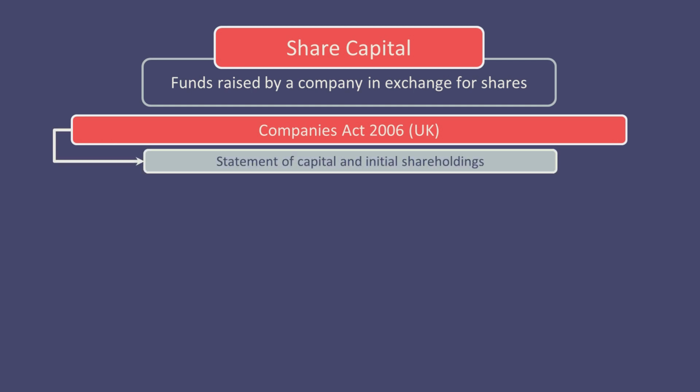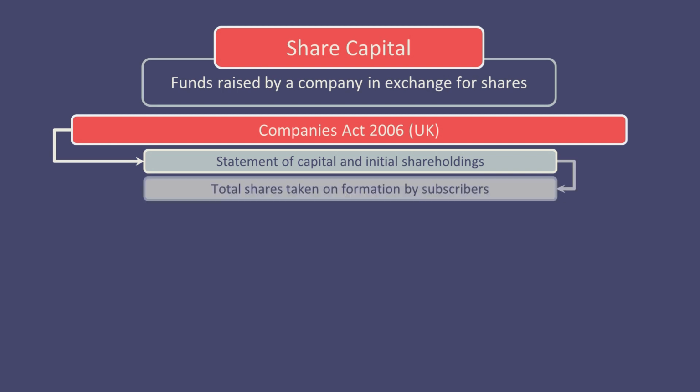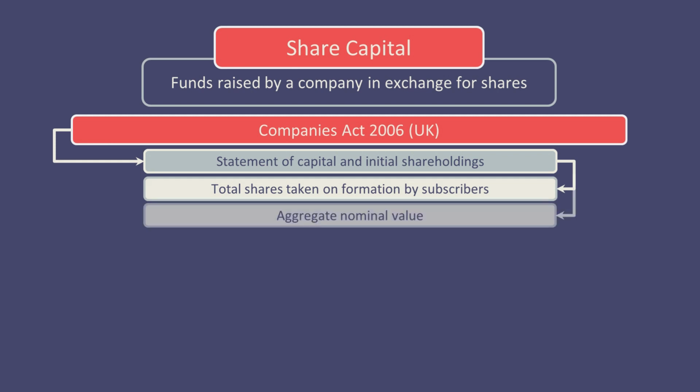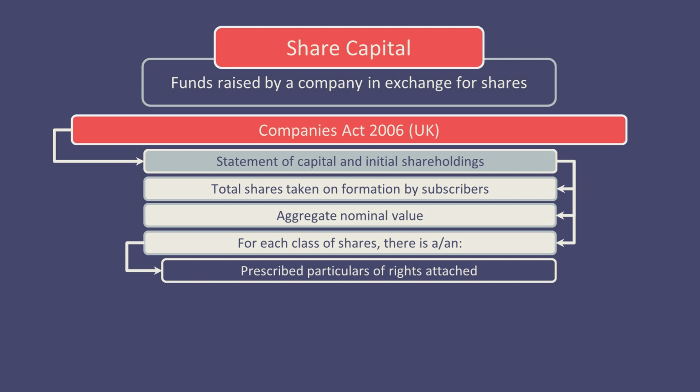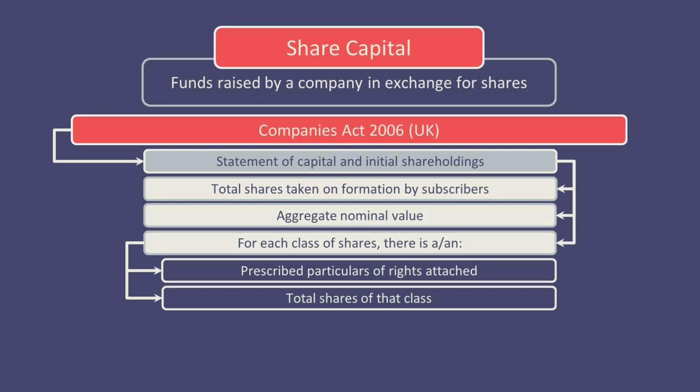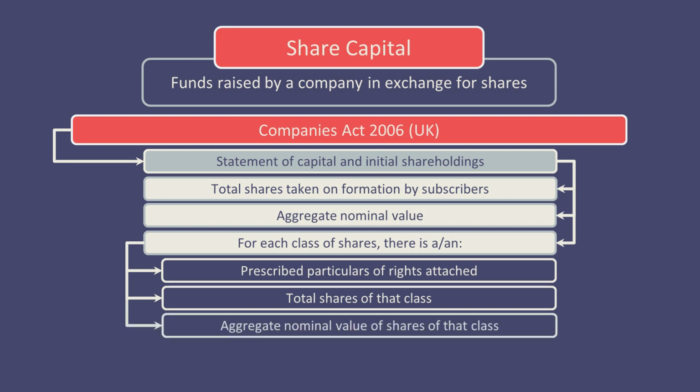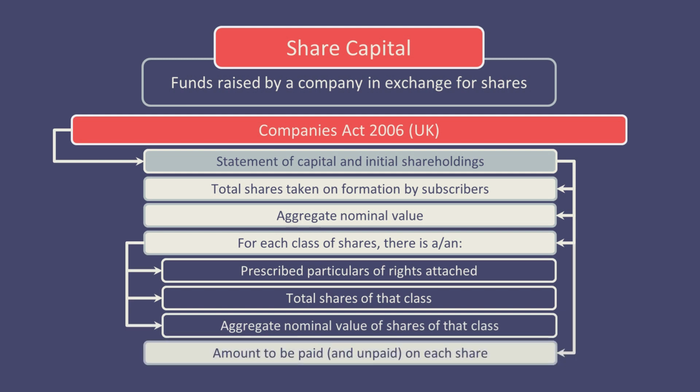In the statement of capital and initial shareholdings, the following information must be given. Total number of shares of the company to be taken on formation by the subscribers to the memorandum. The aggregate nominal value of those shares. And for each class of shares, the prescribed particulars of the rights attached to those shares, the total number of shares of that class, the aggregate nominal value of shares of that class, the amounts to be paid, and the amounts, if there are any, unpaid on each share.